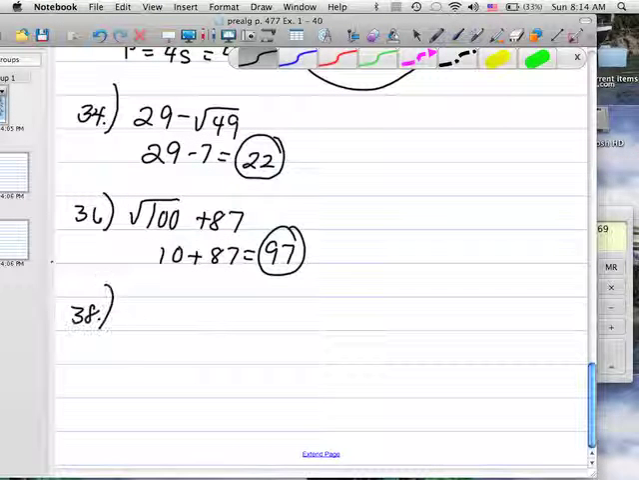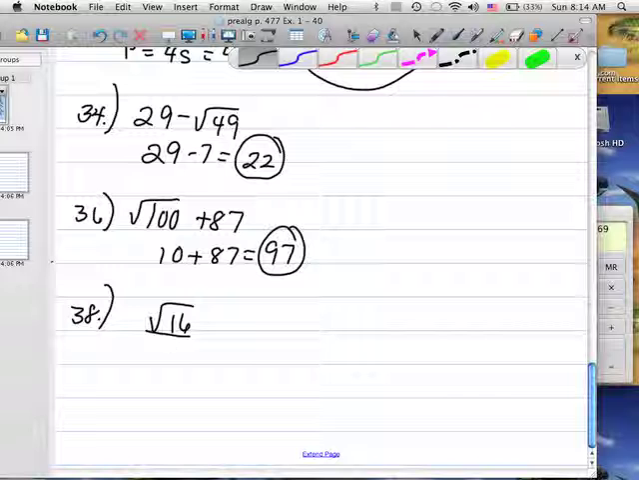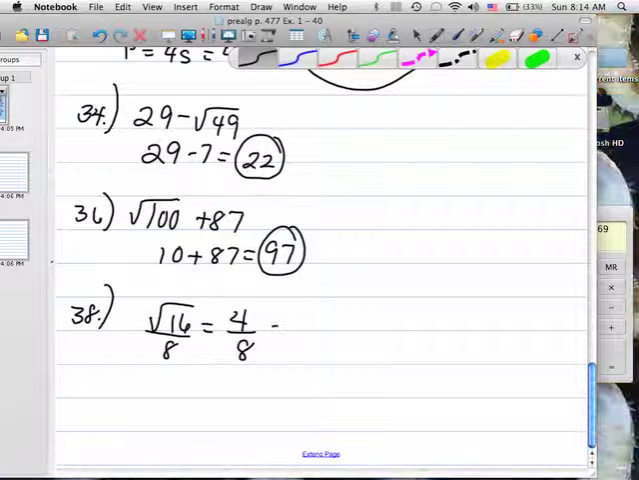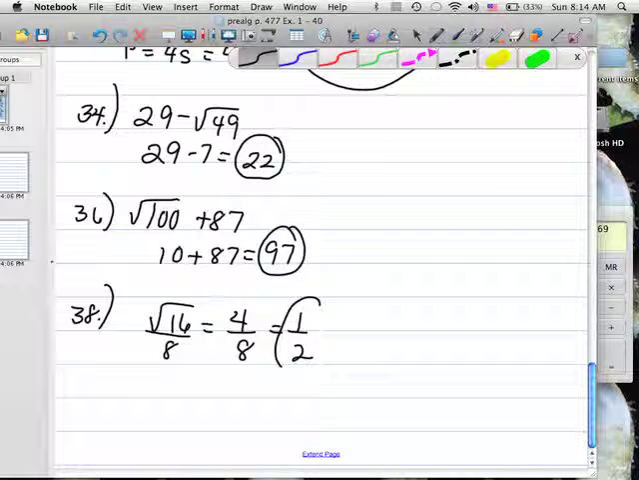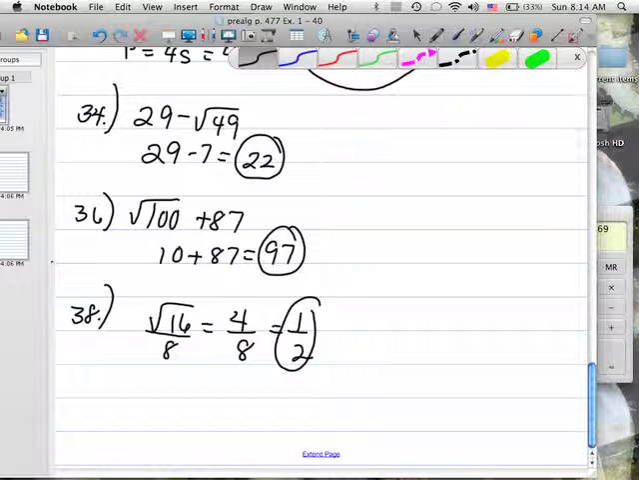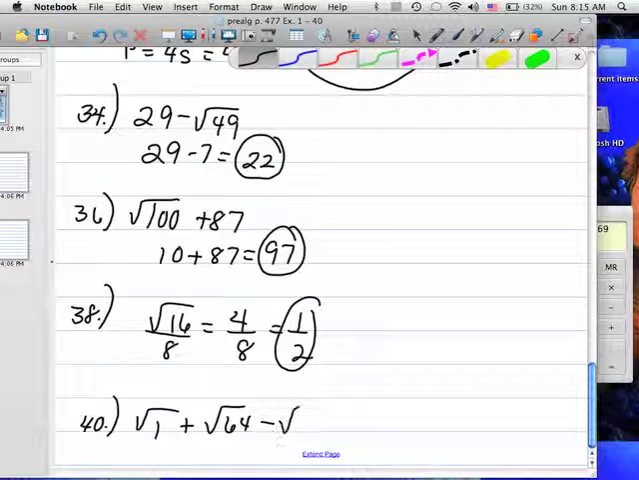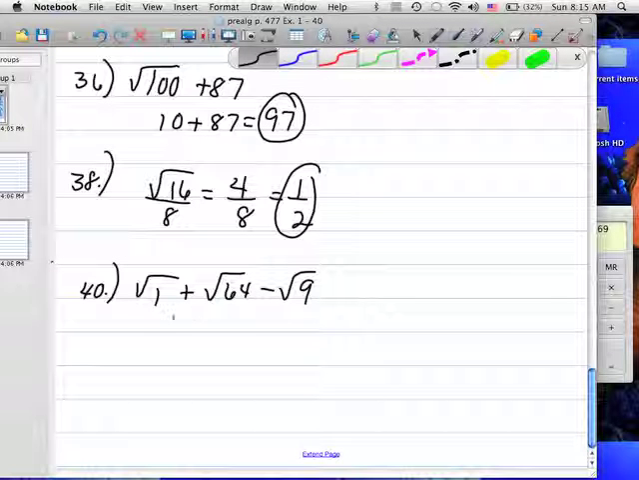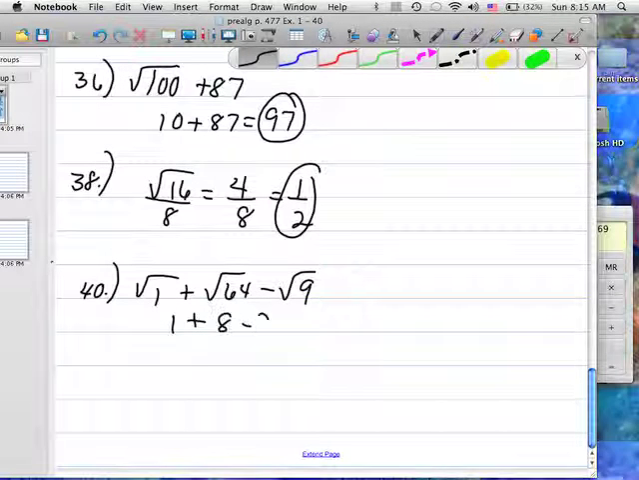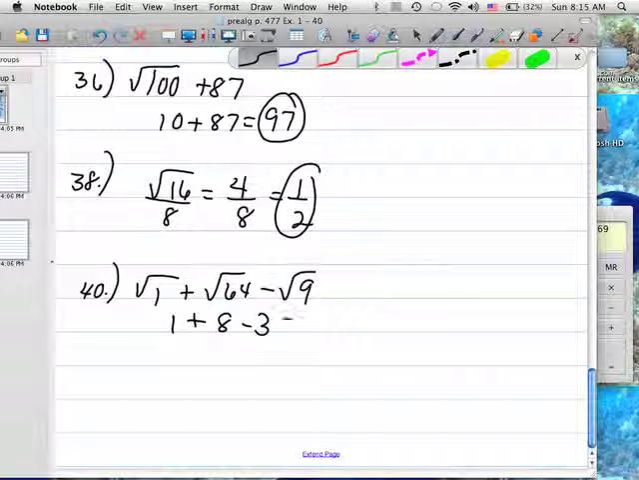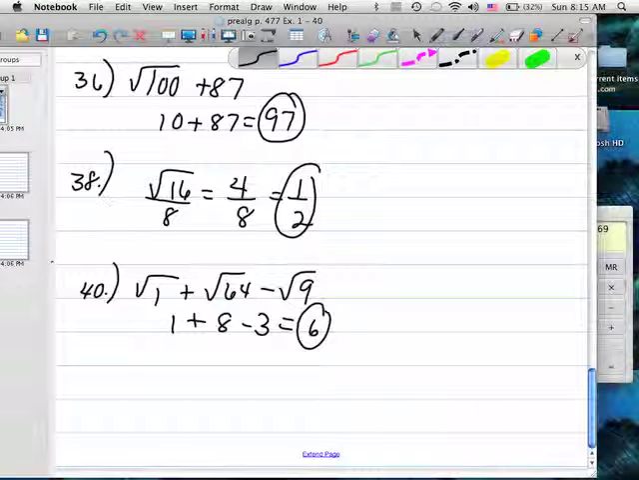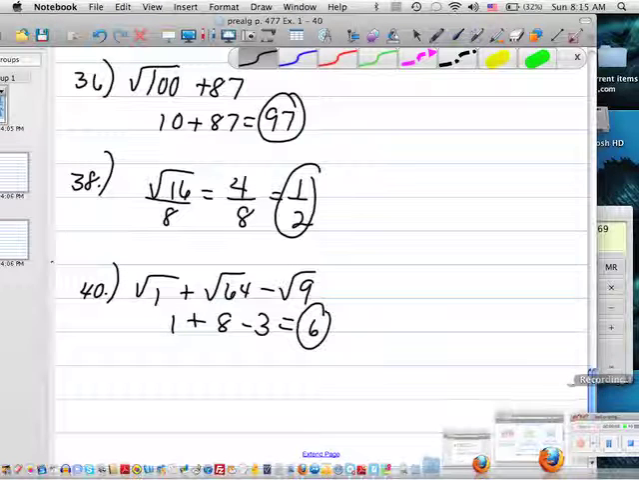38, you have the square root of 16 over 8. The square root of 16 is 4 over 8 equals 1/2. And 40, the square root of 1 plus the square root of 64 minus the square root of 9. That would be 1 plus 8 minus 3. That's 9 minus 3, which makes 6. That concludes the evens. Be sure you check at the back of the book for the answers to the odds.